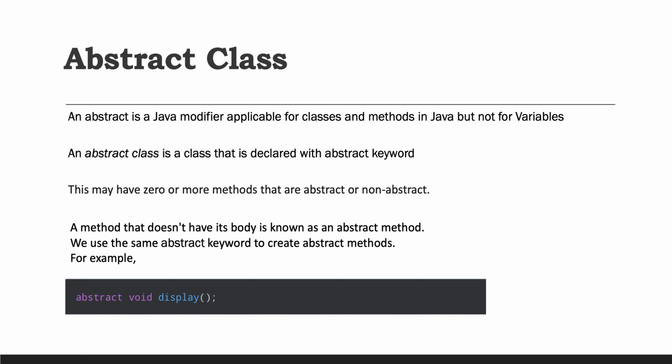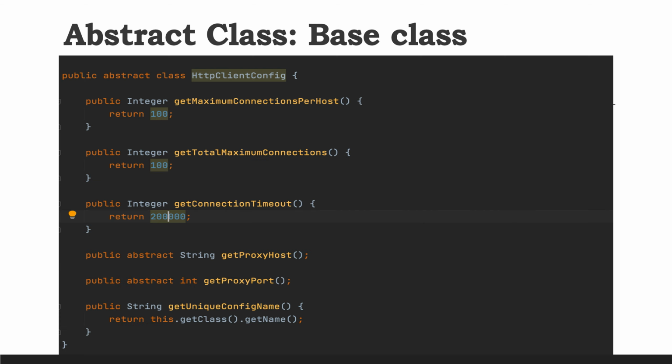We will see the importance and the important use cases of why an abstract class is required and when we can go for one. Let's take an example first of how we create an abstract class and what the use cases are. Let's say we have a requirement to create an HTTP client config class where we want to provide some information already, and some information we want to make sure is provided by the subclasses.